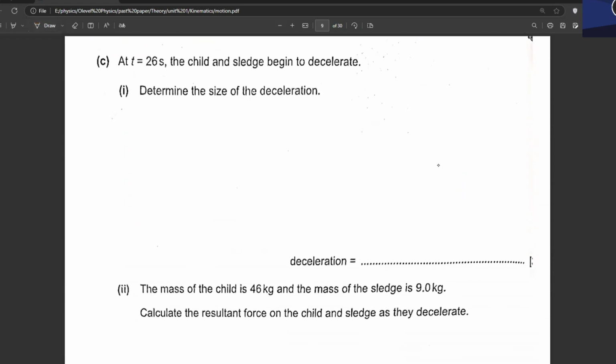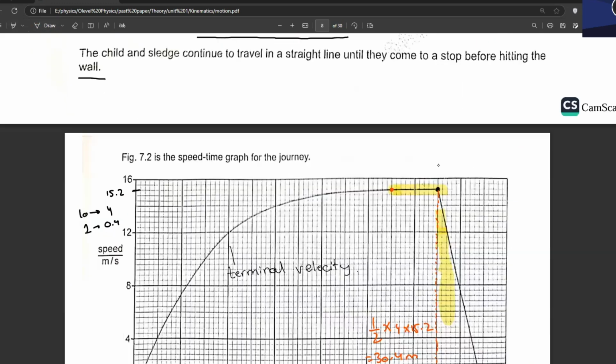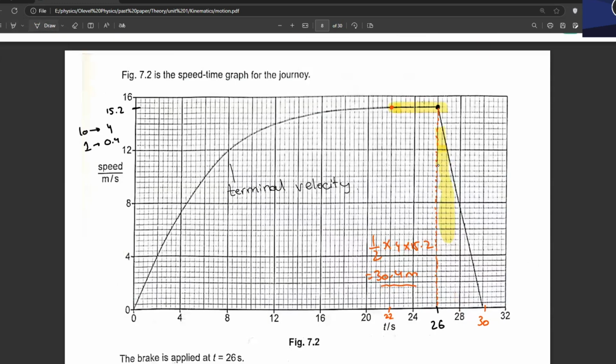At time t equals 26 seconds, the sledge and the child begin to decelerate. Obviously, it is evident from the speed-time graph as well. Determine the size of the deceleration. How will we determine it? Very, very easy. Take 2 points here. The first point is time t equals 26 and the speed is 15.2. The second point is here: x is 30, y is 0. Can you calculate the deceleration?